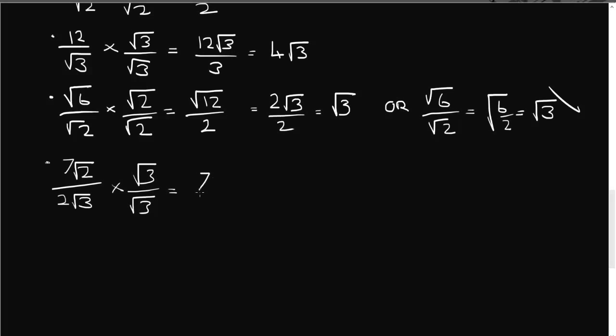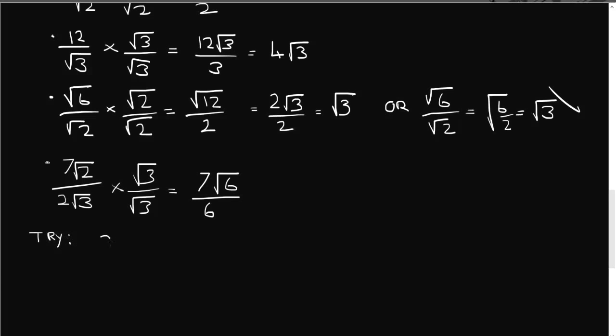And that gives us 7 times root 2 times root 3 is 7 root 6 over 2 times root 3 times root 3, which is 3 times 2 is 6, so the answer is 7 root 6 over 6.